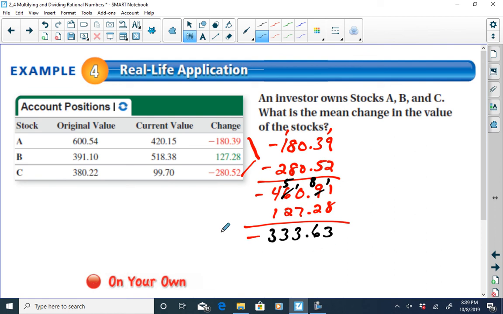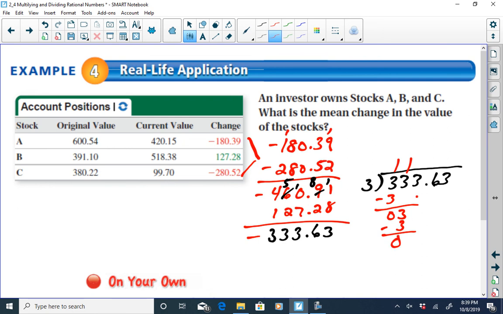333.63. But now to find the average, right, because they're looking for the mean, the average, I want to divide that by 3. But I know that a negative divided by a positive is going to be negative. So I want 3 into 333.63. We divide. That goes in 1. 1 times 3 is 3. Subtract, I get 0. Bring down the 3. Goes in 1 time. 1 times 3 is 3. Subtract, we get 0. Bring down the 3.